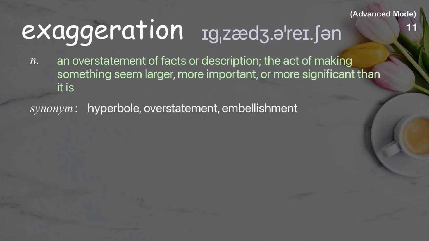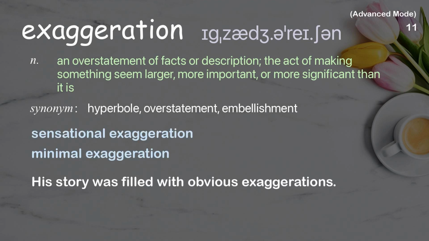Exaggeration. An overstatement of facts or description, the act of making something seem larger, more important, or more significant than it is. Examples: Sensational exaggeration. Minimal exaggeration. His story was filled with obvious exaggerations.